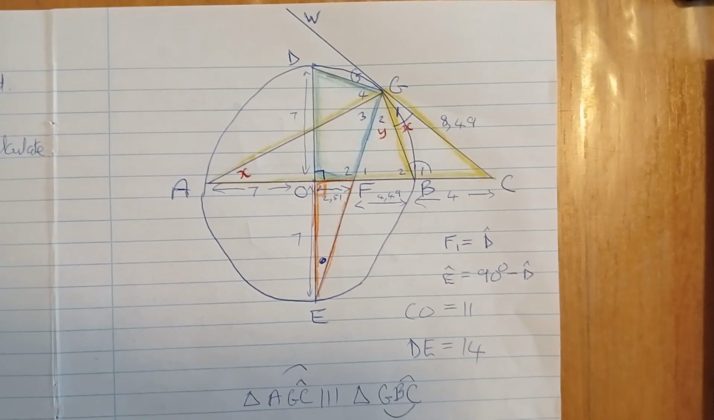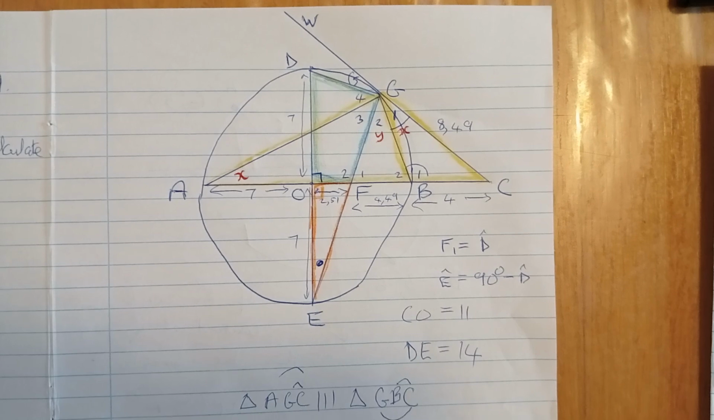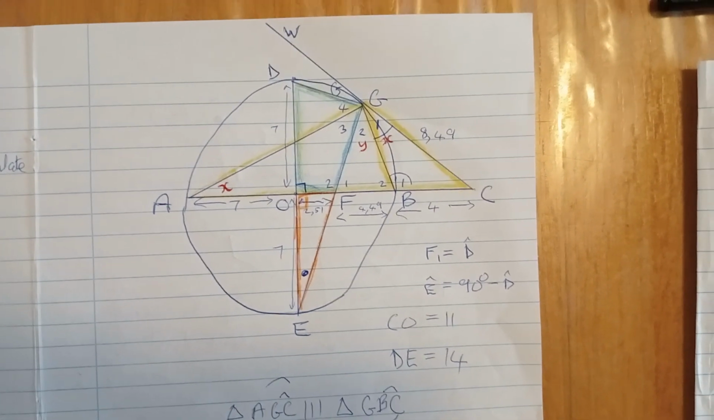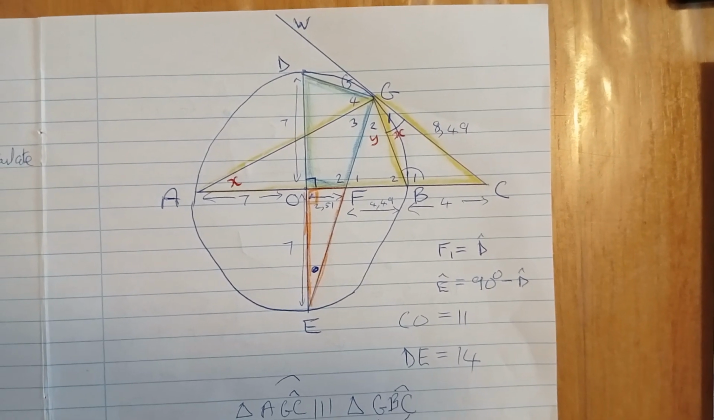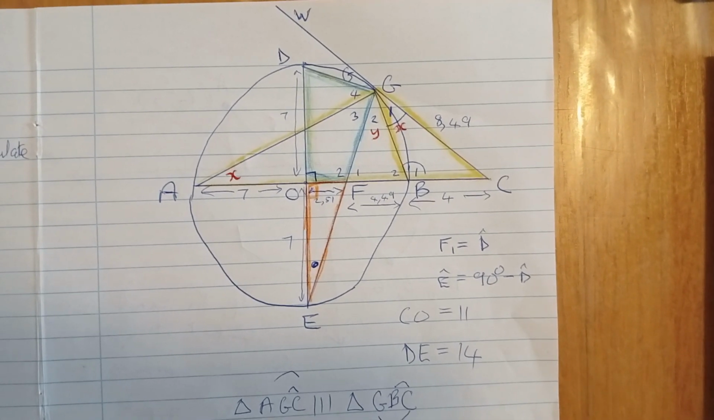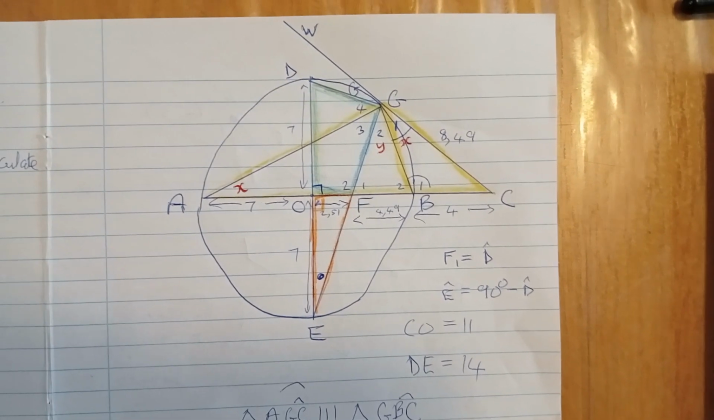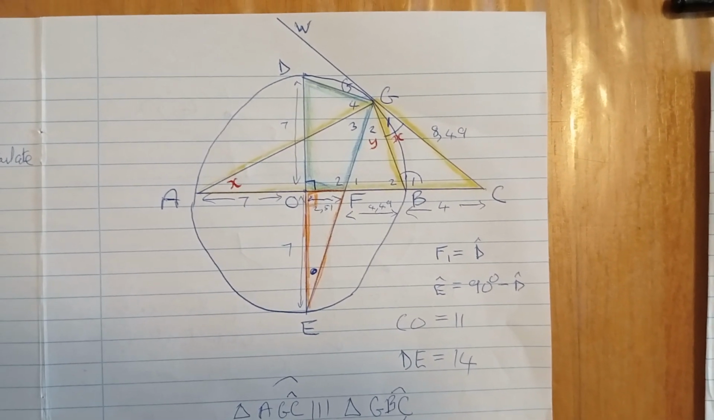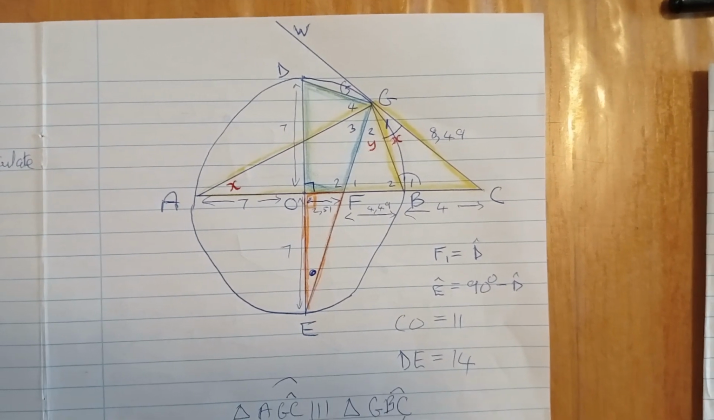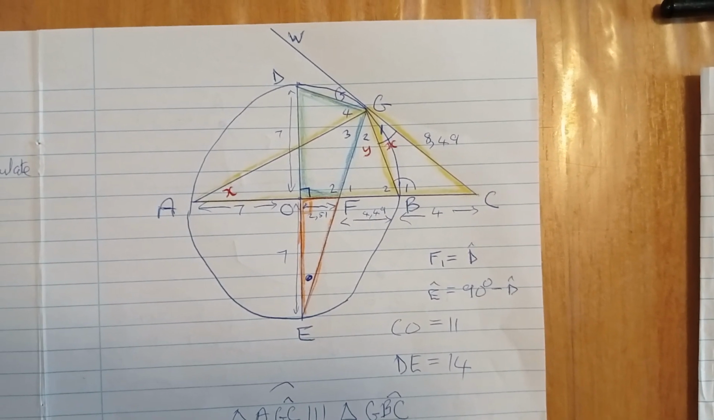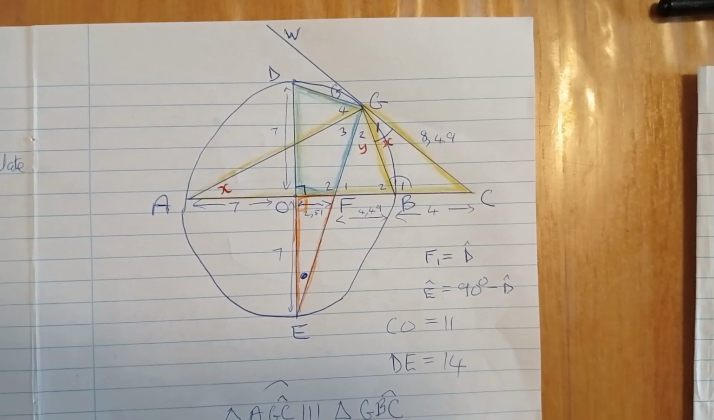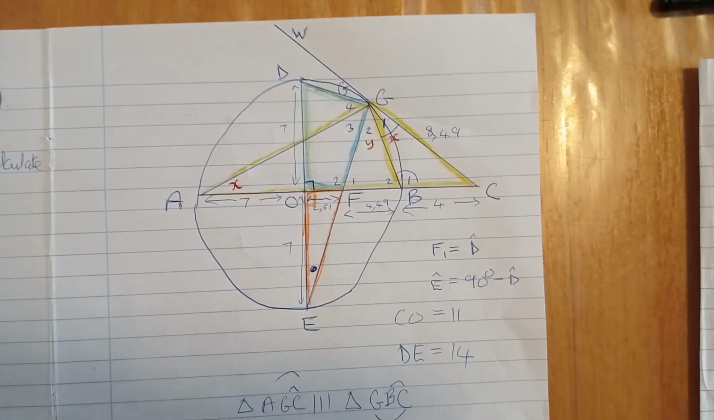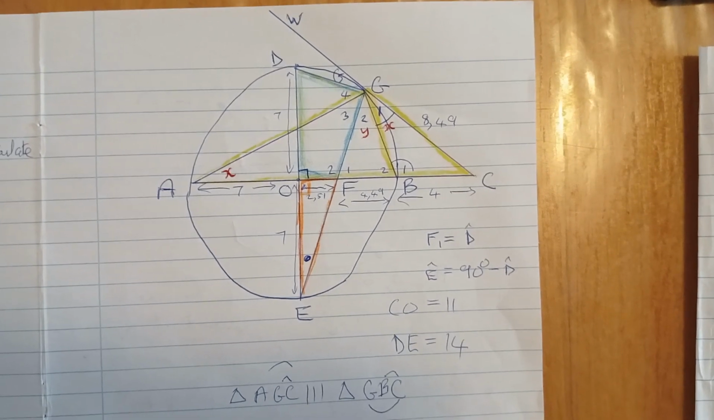Now, if we want to show that DGFO is a cyclic quad, that's our first task. We've got to show that it meets the properties of a cyclic quad. And therefore, we look for things like opposite angles inside the cyclic quad. Are they equal, or do they add up to 180 degrees? If so, then we've proven by the converse that we have a cyclic quad. So let's check it out.